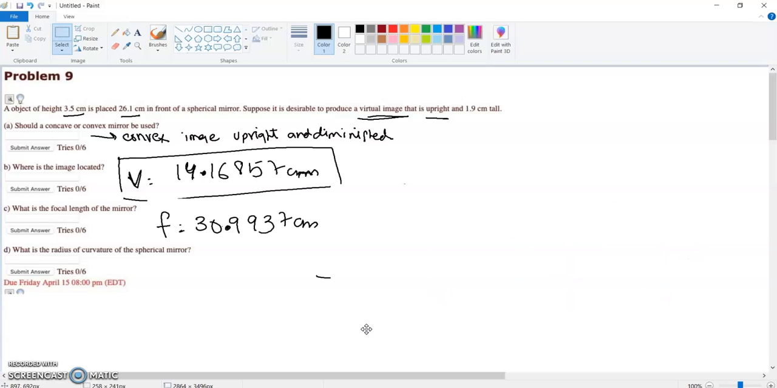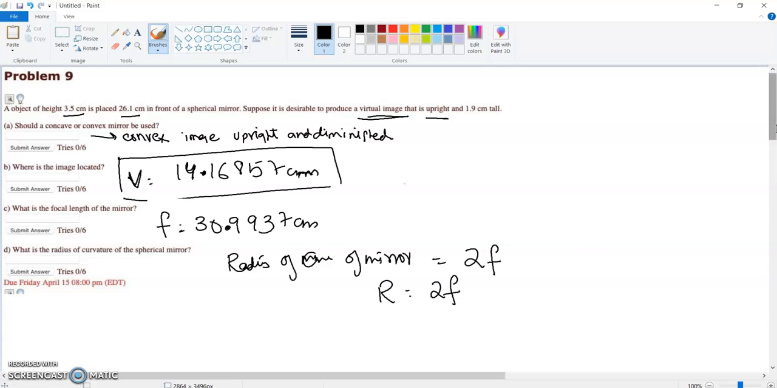Okay, now the last part, which is part D. What is the radius of curvature of the spherical mirror? There's a formula which you need to know for the radius of curvature for a spherical mirror. I'm not sure if it was in your notes, but probably the instructor would have gone through it. The formula is very straightforward: the radius of curvature of the mirror equals twice the focal length. So R equals 2f.